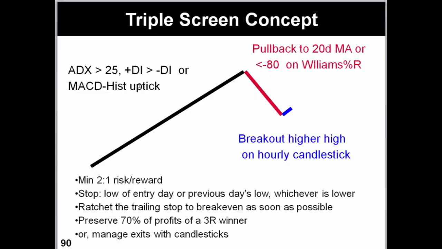So the triple screen concept, the structured approach then: long-term trend, ADX greater than 25, or a MACD histogram uptick; the pull back to the 20-day moving average, or minus 80 on Williams percent R; a breakout to higher highs on hourly candles. I now require a minimum 2-to-1 reward to risk ratio.